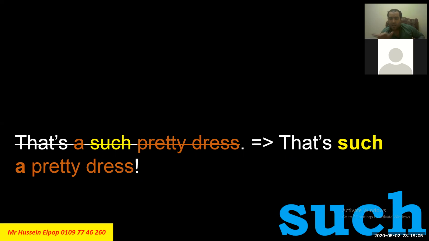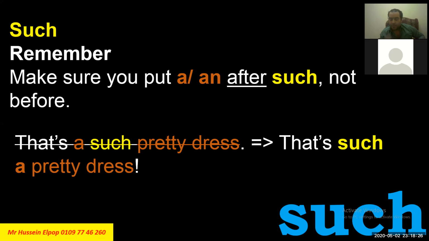Why do you think there is a line on the sentence that's such pretty dress? We corrected it, saying such a pretty dress. What does this mean? Such is followed by a or an, not preceded by it. So a or an doesn't come before such. That's it.